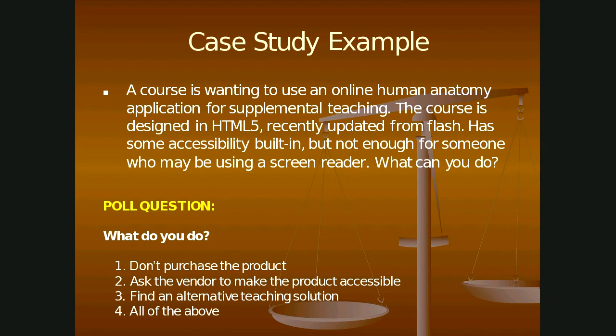So the course is designed in HTML5, has some accessibility built in, but not enough for someone who would be using a screen reader to actually be able to access all the same materials. So what can you do? So with that said, it's the don't purchase the product is number 1. Number 2 is ask the vendor to make the product accessible. Number 3 is find an alternative teaching solution. Or number 4 is all of the above.